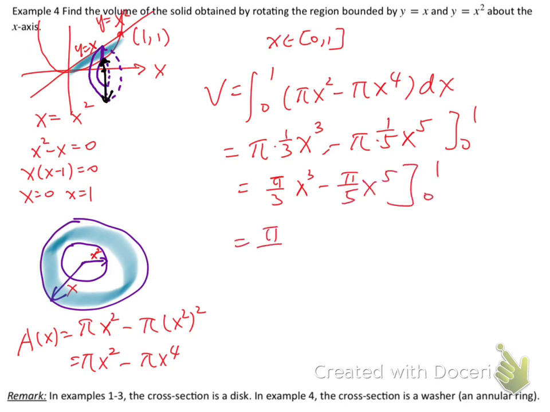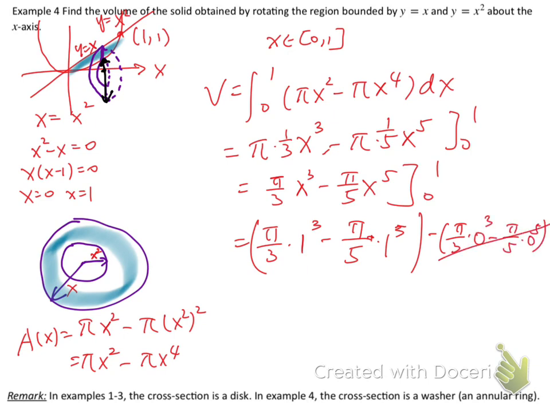Plug in 1. Pretty much you only have the coefficients. And plug in 0, you have nothing. The whole thing turns into 0, so the whole thing is gone. We are having pi over 3 minus pi over 5, and that is 5 pi minus 3 pi over 15, which is 2 pi over 15.